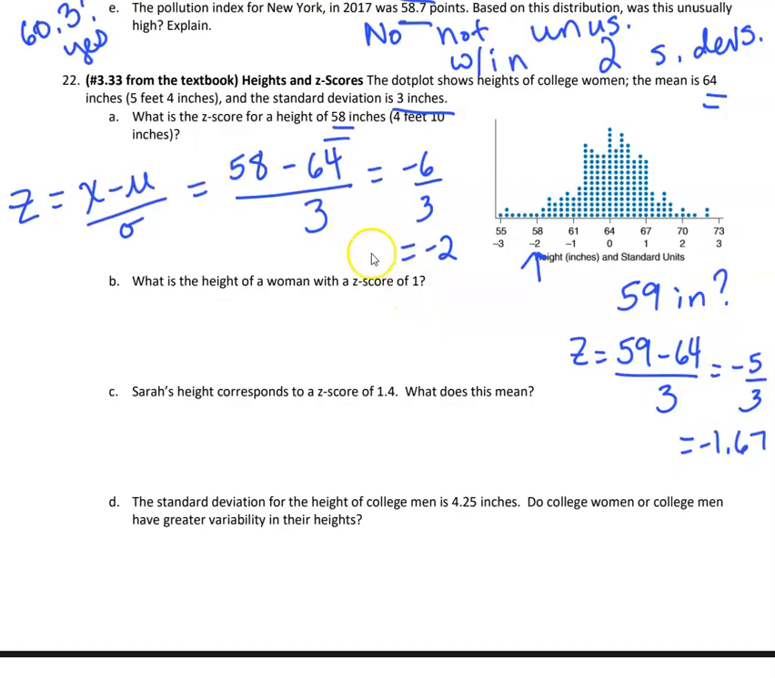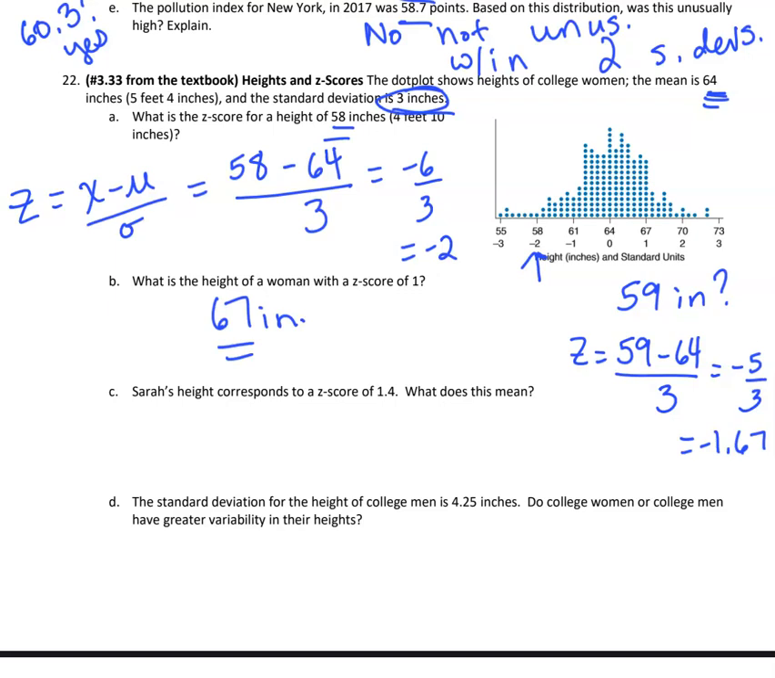B says, what is the height for a woman that has a z-score of 1? I think the easiest way, we're not going to expect you to go through the algebra for this question, but the easiest way to get this would be to look at the graph. 1 would be right here. That would correspond to a height of 67, and that should make sense because if the mean was 64, add 1 standard deviation of 3 above that puts you at 67. A z-score of 1 means that person is exactly 1 standard deviation above the mean.